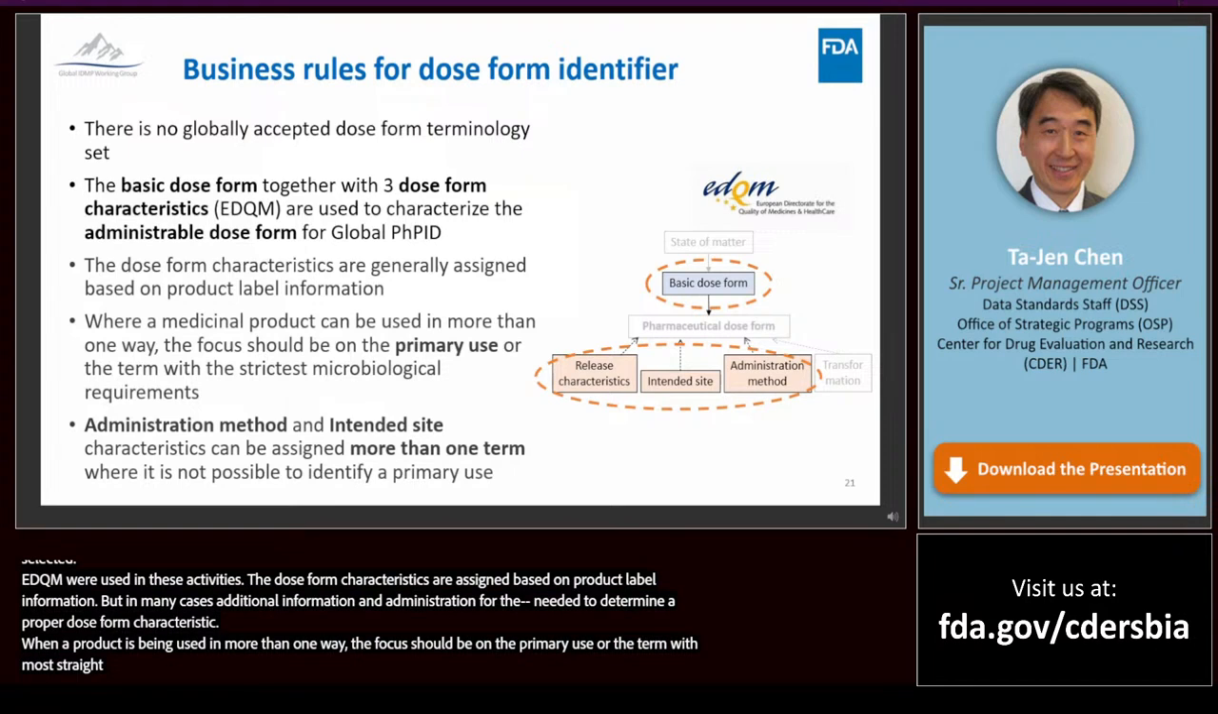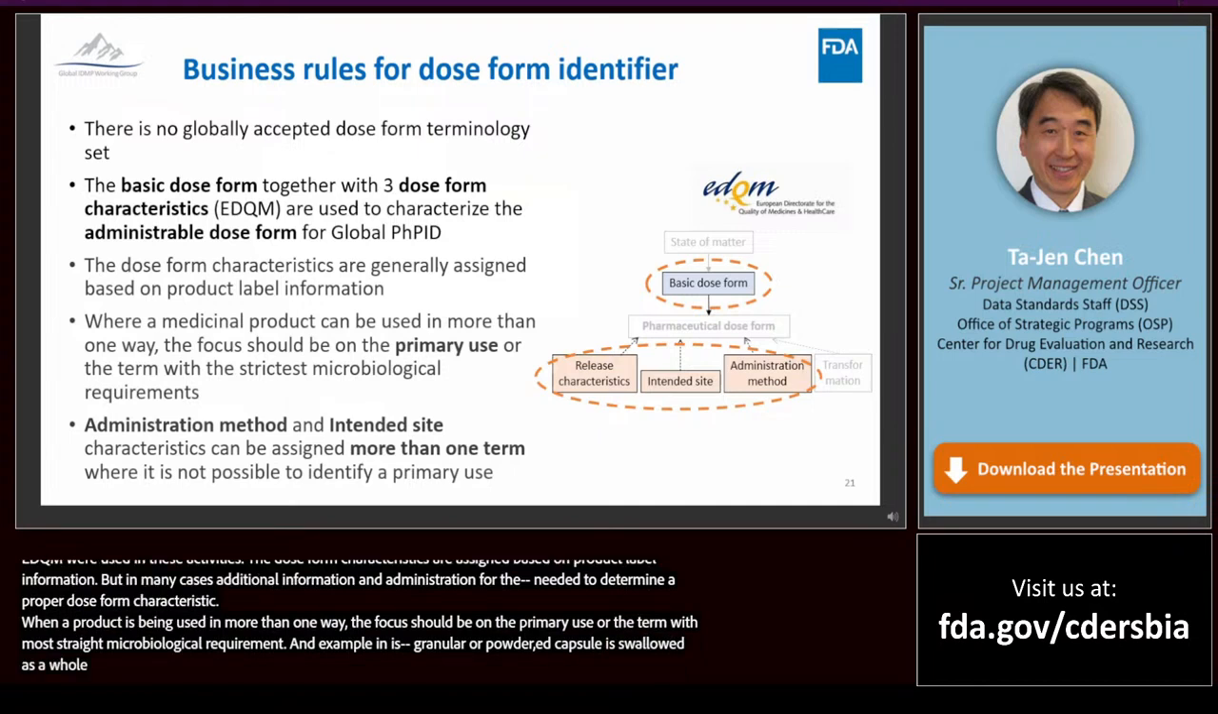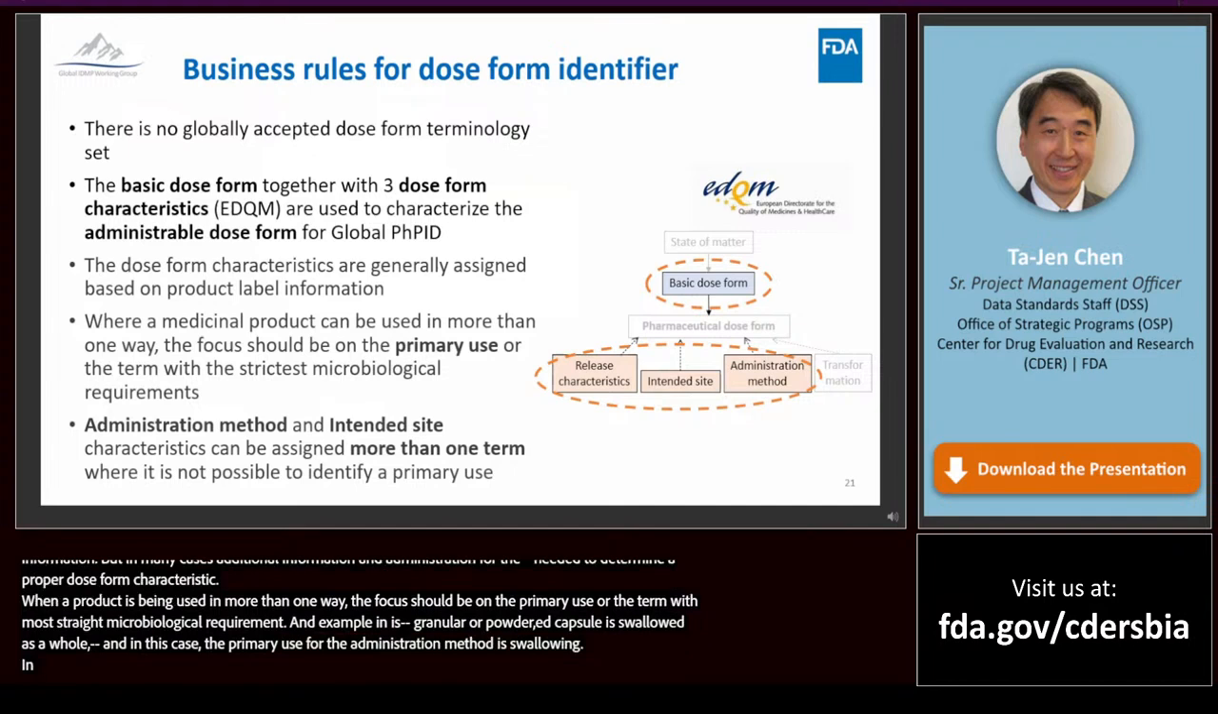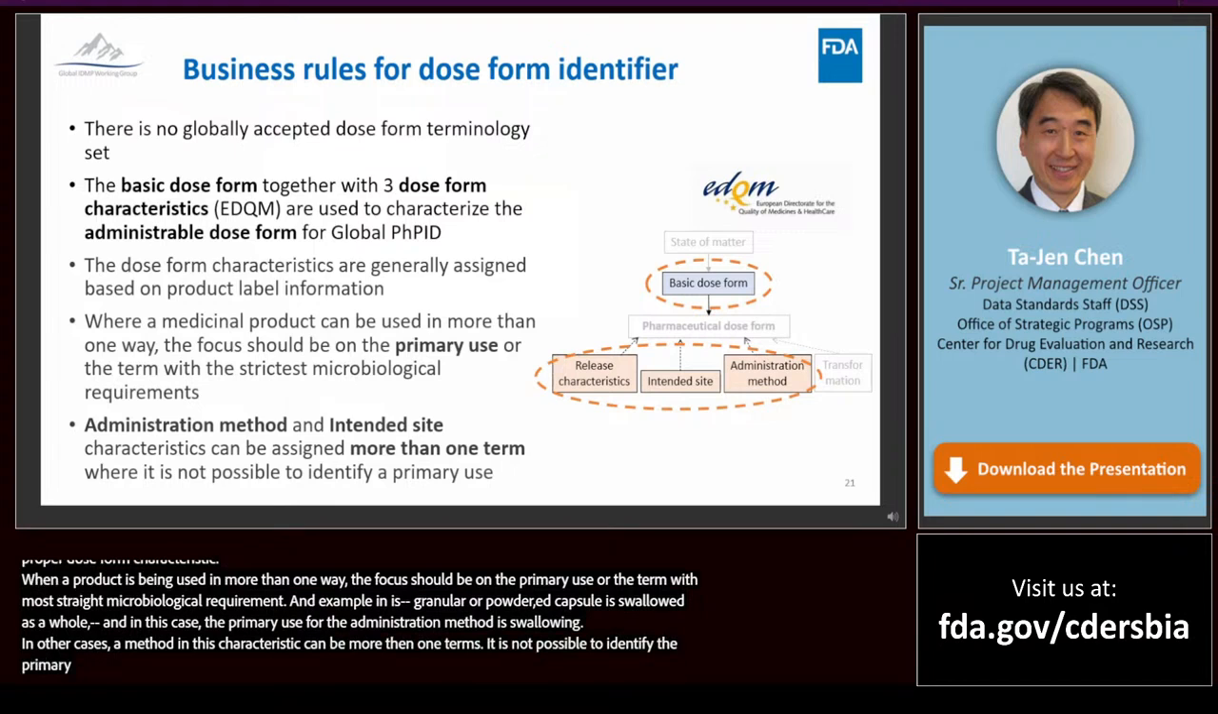An example is a capsule filled with granule or powder, which is normally swallowed as a whole, but it can also be broken open and the powder or granule sprinkled on food or juice for some applications. In this case, the primary use for the administration method is swallowing. In other cases, administration method and intended site characteristics can be assigned more than one term when it is not possible to identify the primary use. And we will see examples in the next slides.